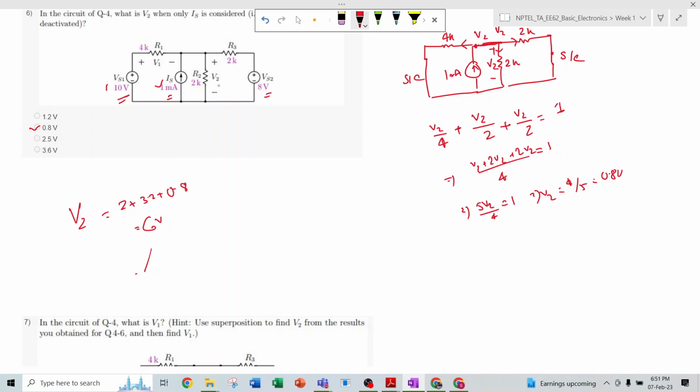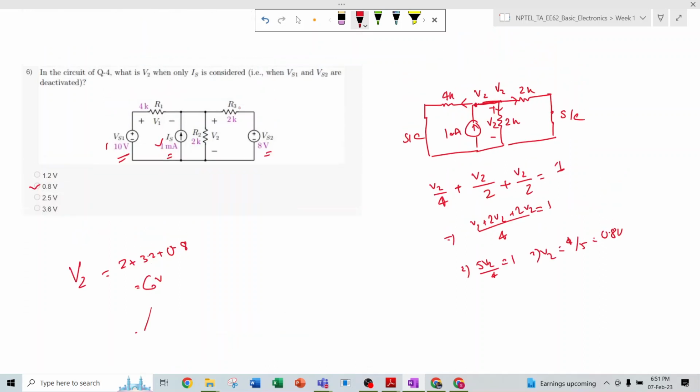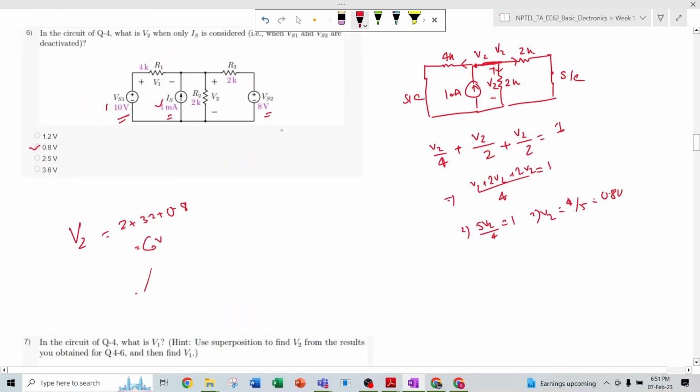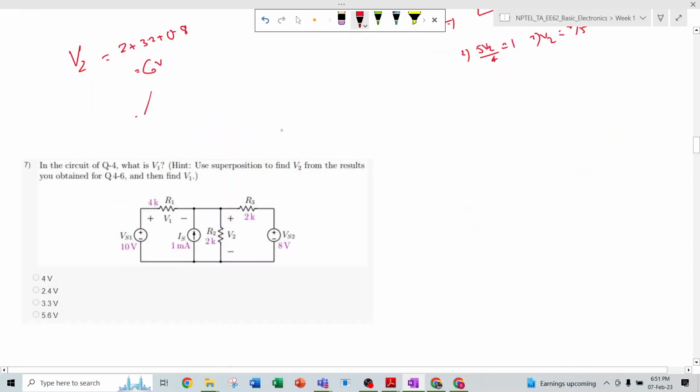So the V2 will come as 6 volt when all three sources, may it be a current source or a voltage source, are activated. So this is the basic superposition principle. Okay.